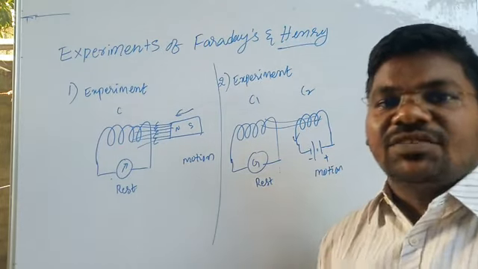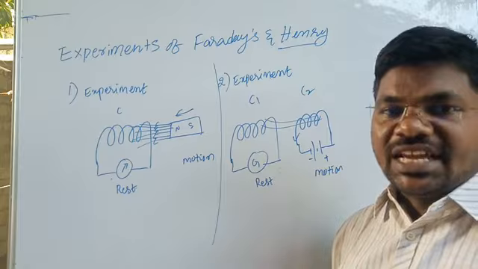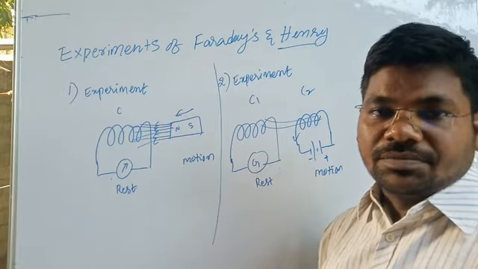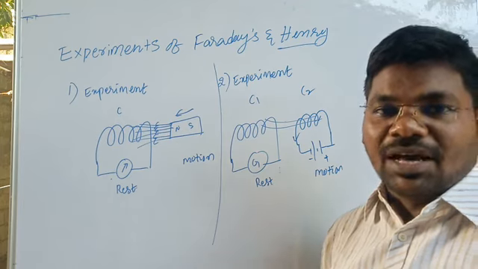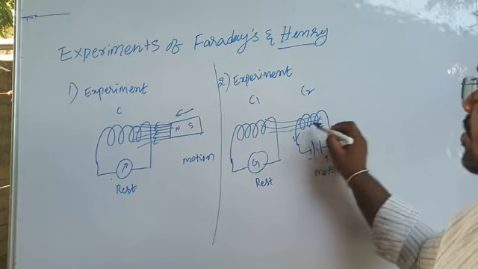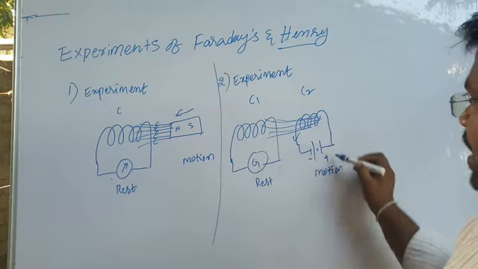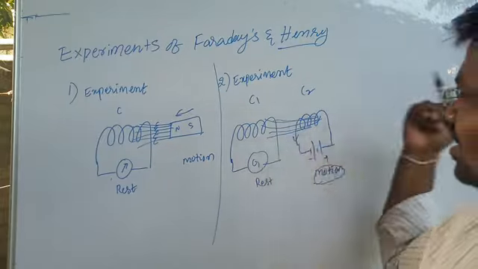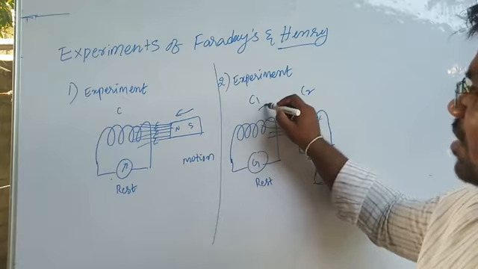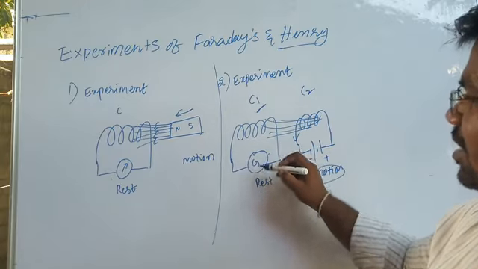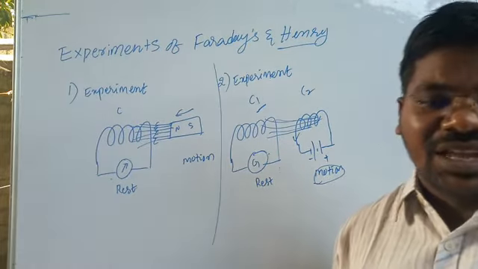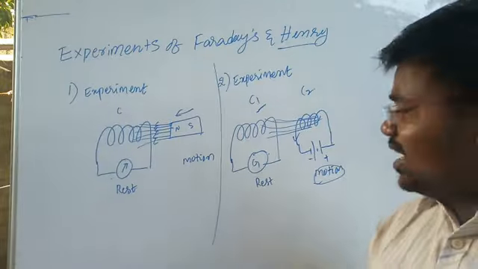So what happens if current is sent through a solenoid? A magnetic field is developed, like a bar magnet. This is a solenoid, we can send current through it, and it produces a magnetic field. By moving the second coil to and fro, the magnetic flux linked with coil 1 changes. So in coil 1, an induced current is generated.